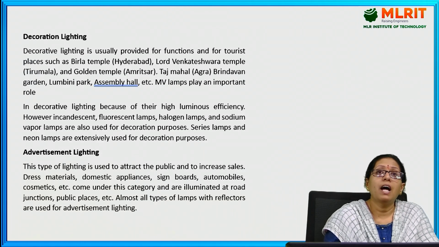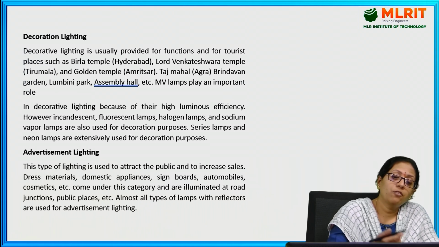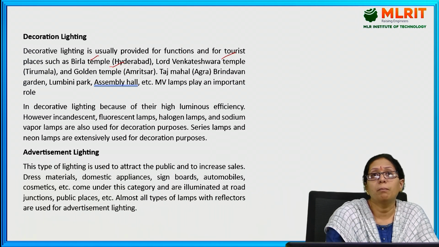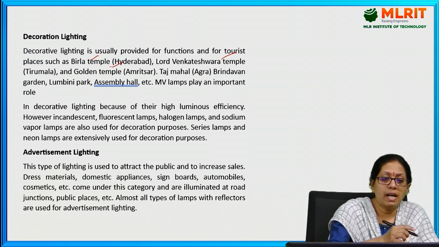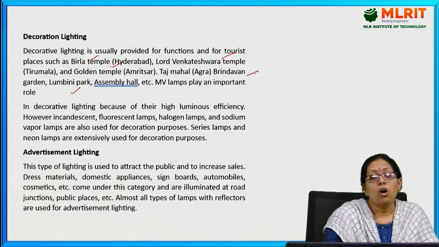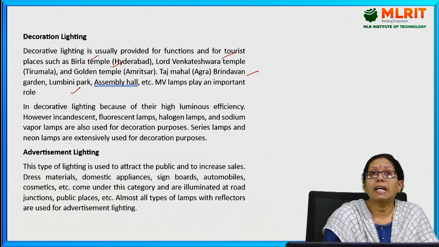The next one is decorative lighting. Decorative lighting is usually provided for functions and for tourist places. For example, you can take Birla Mandir or any kind of golden temple, any kind of temples, assembly halls and different types of parks and gardens. For all these places, mostly tourist places, decorative lighting is used.